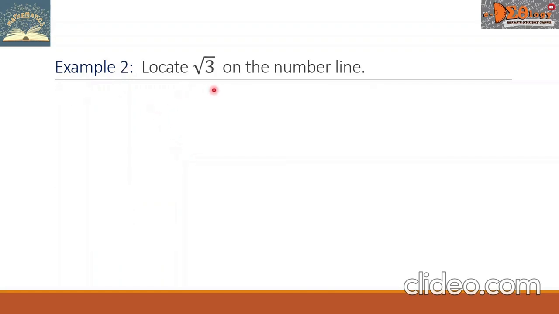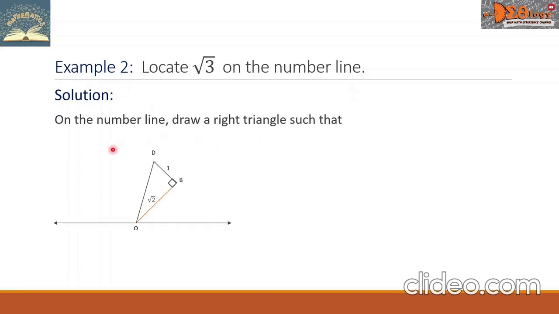Example 2. Locate square root of 3 on the number line. With reference to the figure of example 1, we will draw a right triangle on the number line such that we have the side OB as square root of 2, the side BD as 1. Then we will compute for the side OD. By Pythagorean theorem, we have the square root of 2 squared plus 1 squared is equal to the square of the length of the side OD. When we simplify this, the side OD is equal to the square root of 3.